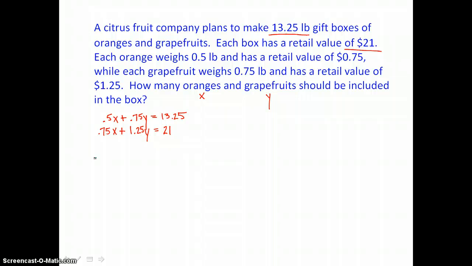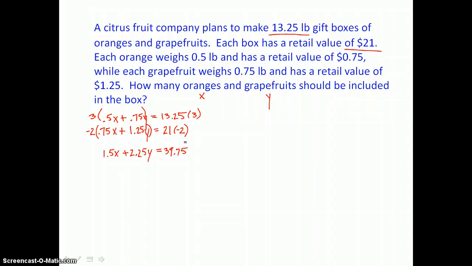I'm going to choose to use elimination to solve this system, and I'm going to choose to eliminate x. Remember, you have a choice. You can eliminate x or y. I'm going to multiply 3 times both sides of this first equation, and I'm going to multiply -2 times both sides of the second equation. So distributing, I get 3 times 0.5x, that's 1.5x. 3 times 0.75y is 2.25y. And 3 times 13.25 is 39.75.